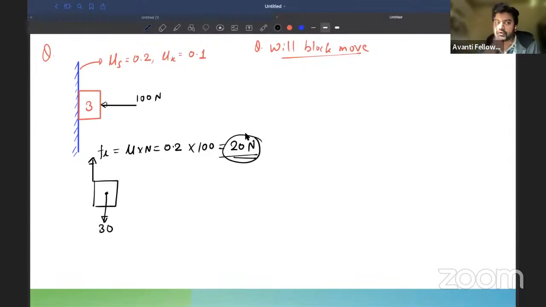But if it moved, because 20 newtons can be the maximum frictional force, right? If it moves, now static is gone, kinetic will come into the picture. So all this is useless, no use, because it is moving. If it is moving, now the frictional force will be kinetic frictional force. Let's find it, it is very easy. Kinetic frictional force is mu k into normal, that is Fk. So how much will it be? Mu k is 0.1. Normal is 100, so that is 10.